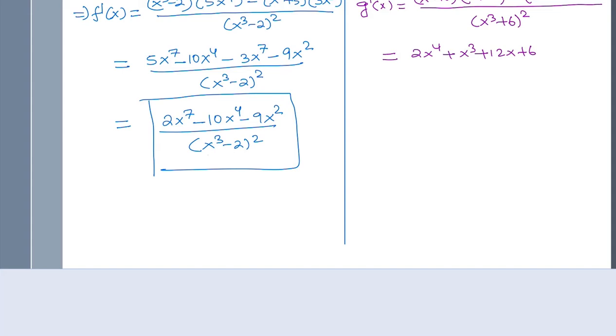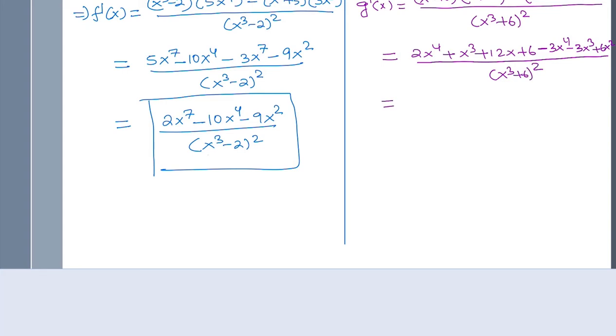So when we multiply here, we get minus 3x to the fourth minus 3x cubed plus 6x squared. So just be careful here, okay? So we have this negative sign here. We need to distribute that negative sign as well. So all the signs are changed. So positive becomes negative and negative becomes positive. So everything divided by x cubed plus 6 quantity squared.